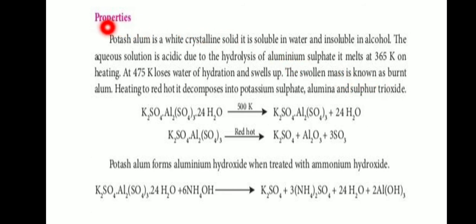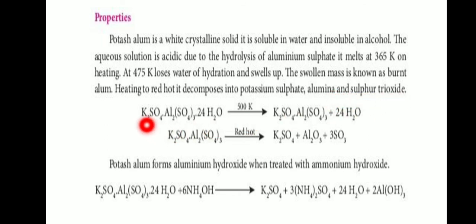Next, properties of alums. Potassium alum is a white crystalline solid. It is soluble in water and insoluble in alcohol. The aqueous solution is acidic due to the hydrolysis of aluminum sulfate. It melts at 365 Kelvin on heating. At 475 Kelvin, it loses water of hydration and swells up. The swollen mass is known as burnt alum. Heated to red hot, it decomposes into potassium sulfate, alumina and sulfur trioxide.